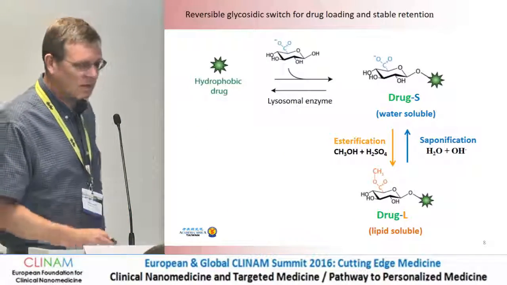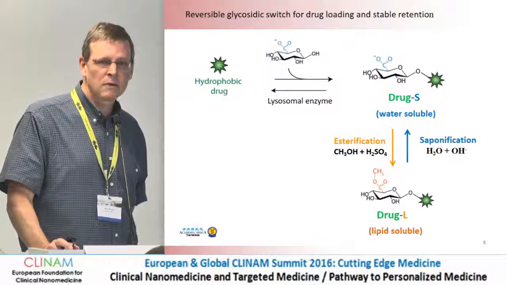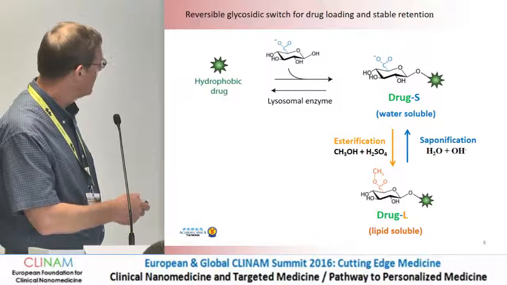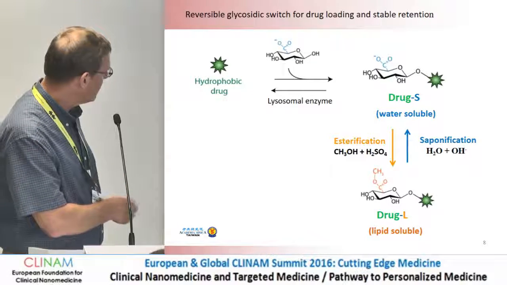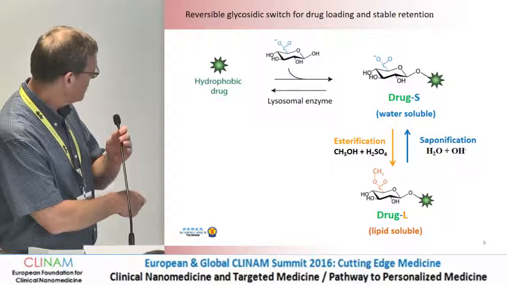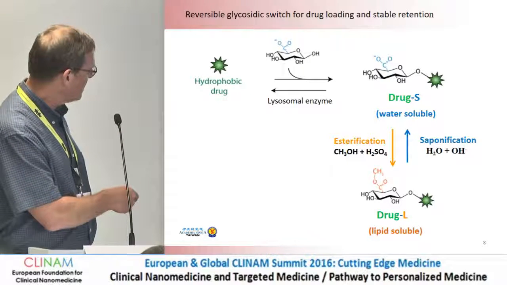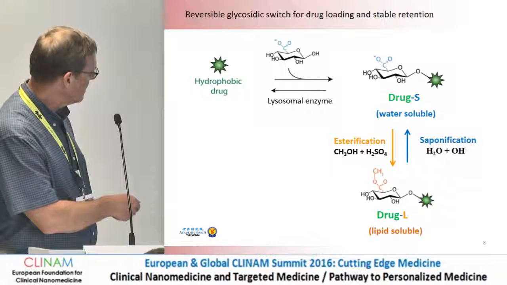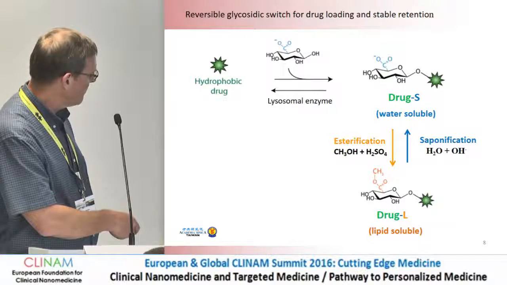So the tag that we're actually using is a sugar tag. So it's a glucuronide group. Okay, so we have a hydrophobic drug that can't be retained well. We just link this glucuronide. So this is the hard part. You can link this chemically to the drug. And then this is a water-soluble form because it's got a carboxylic acid. We can easily convert this to a lipophilic form for loading.